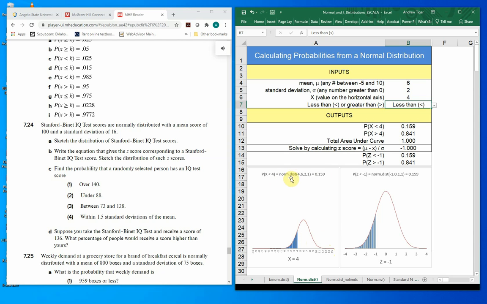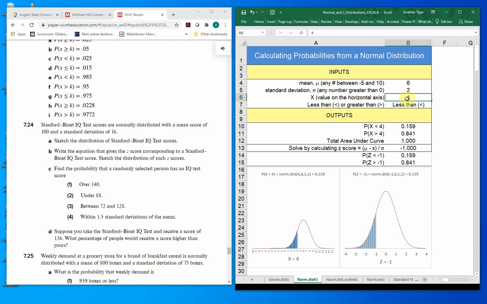It also gives you the formula that you could type directly into Excel, the NORM.DIST. So to solve for the probability that x is less than 4, use the NORM.DIST function, you put in 4, 6, 2, 1, and it'll give you this number here. This is how they could generate it without using this calculator.